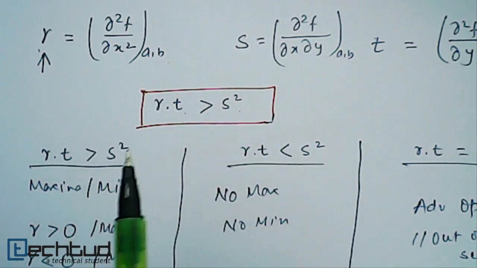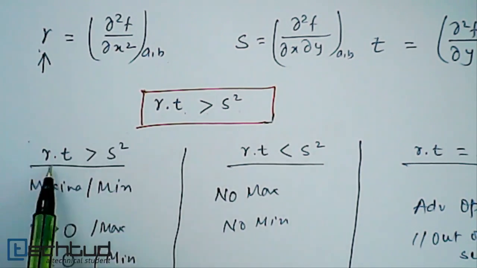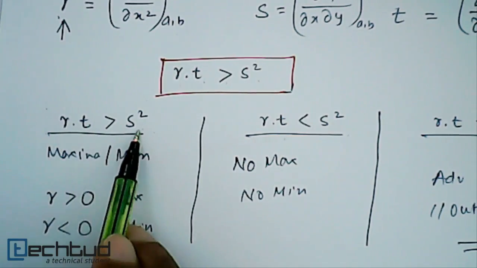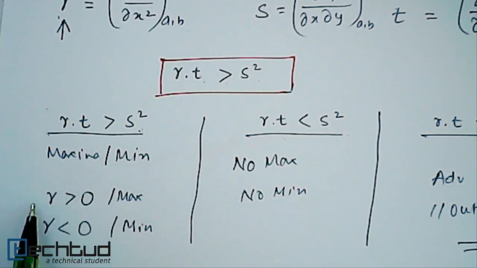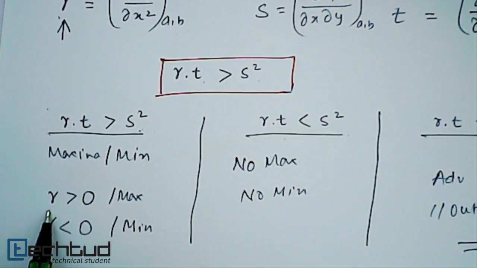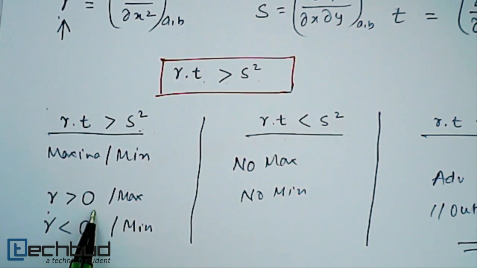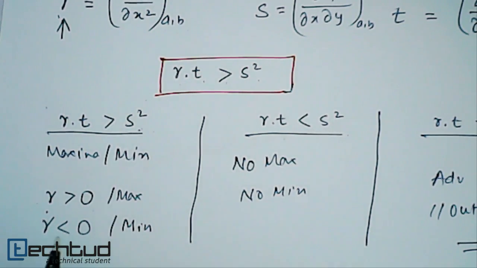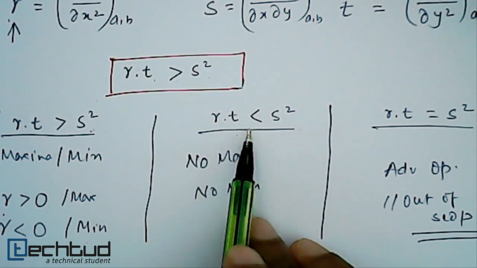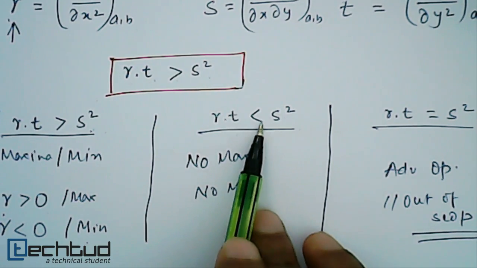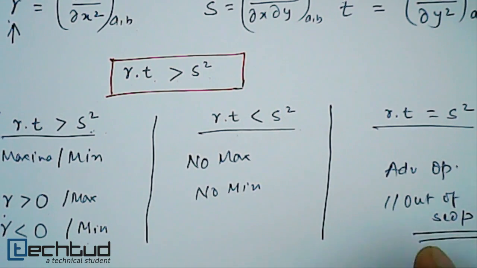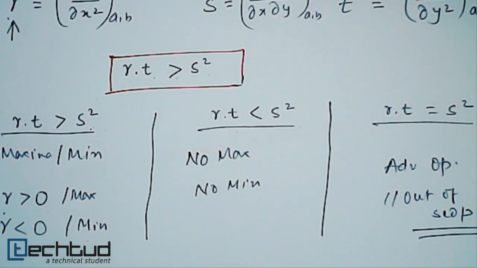Here we have three possible options: rt is greater than s square, rt is less than s square, or equal to. If rt is greater than s square, then only we will proceed to check whether r is greater than 0 or less than 0. If r is positive, then this point will be a point of maxima, otherwise it will be a point of minima. And if rt is less than s square, then there is no point of maxima and no point of minima, and rt equal to s square is out of scope.